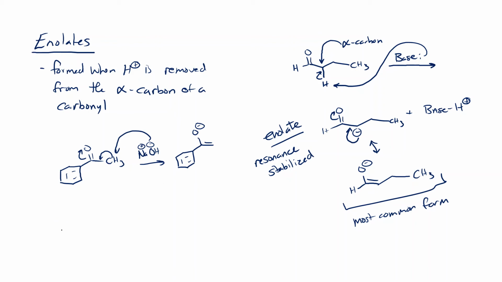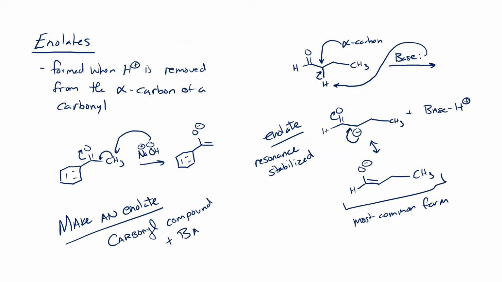The way to make an enolate is to take a carbonyl compound, and it doesn't have to be an aldehyde or a ketone. It could also be an ester or an amide. We will use enolates of all of these things, so we'll get lots of practice making enolates. Carbonyl compound plus base, this is how we make an enolate. So that's the how of it.